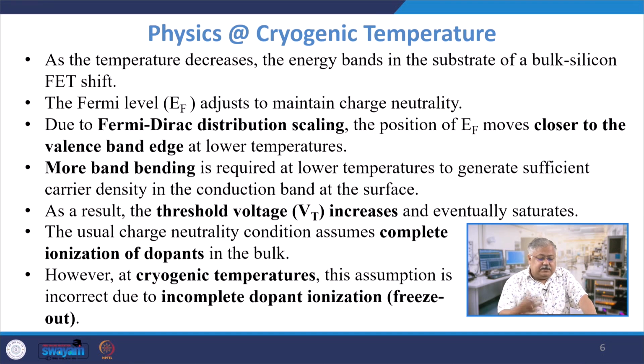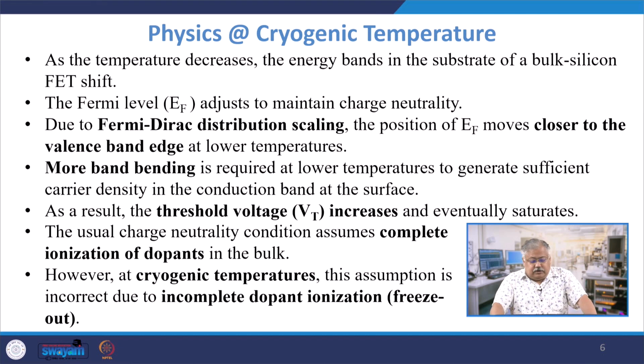As I have discussed with you, as the temperature decreases, the energy band in the substrate of a bulk silicon field effect transistor shifts. Obviously, EF has to adjust to maintain neutrality. Therefore there is a Fermi-Dirac distribution scaling; the distribution doesn't remain the same, it scales down, right? And EF will move much closer to the valence band edge at lower temperature, which means the difference with the Fermi level will be much larger. There will be a requirement of more band bending. As a result, the threshold voltage will increase and eventually it will saturate, right?